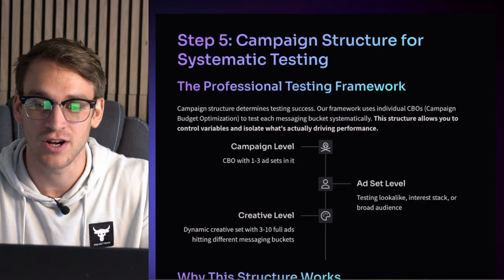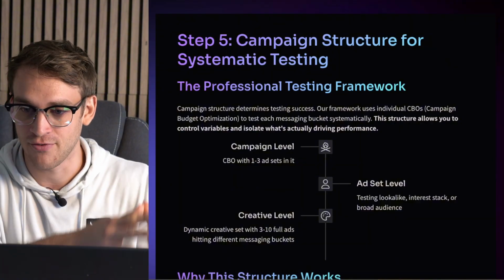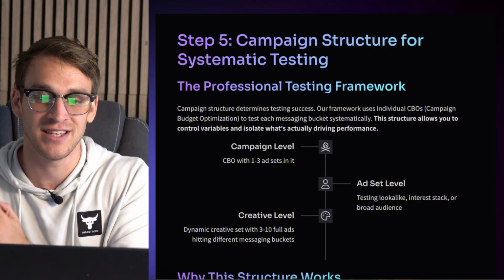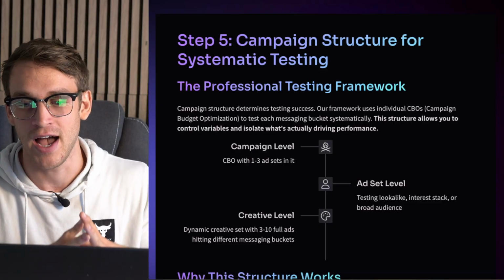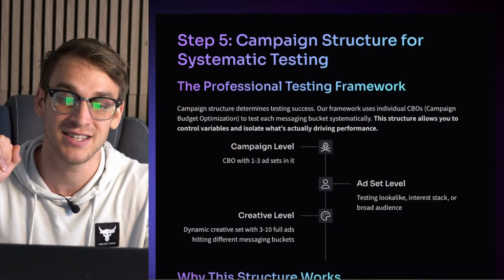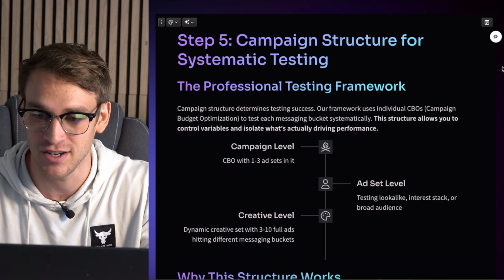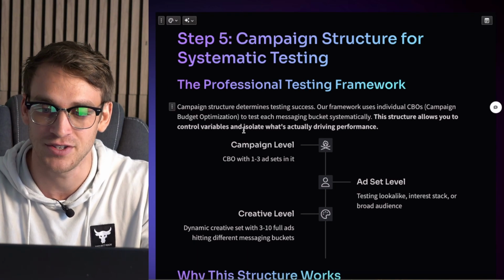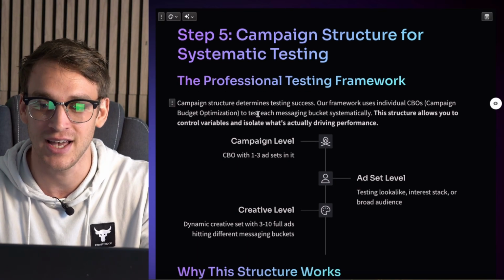Our campaign structures are very methodical. Our framework uses CBO in our testing and we scale with ABO, by the way. I have a whole other video breaking that down. So we test in a CBO to test each messaging bucket systematically. This allows us to control variables and isolate what's actually driving performance.